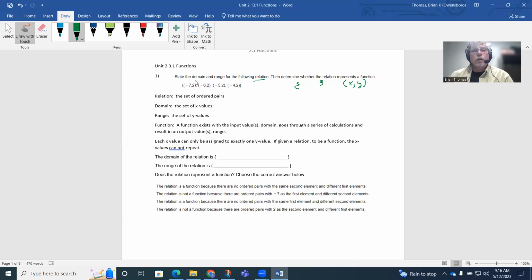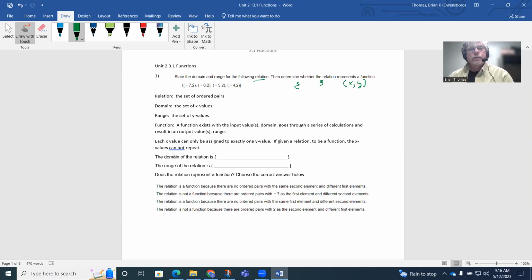And what we want to do is state the domain and range of this relation. The domain is the set of x values. The range is the set of y values. The x coordinates are the first coordinates, so the -7, the -6, the -5, and the -4 are our x values. The y values are the 2, the 2, the 2, and the 2. So there's only one y value.